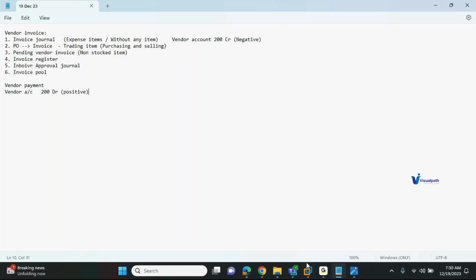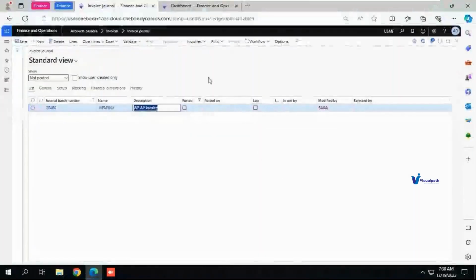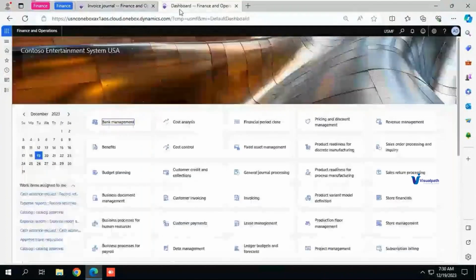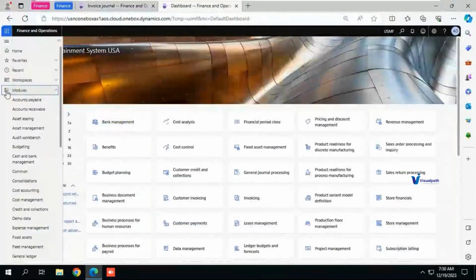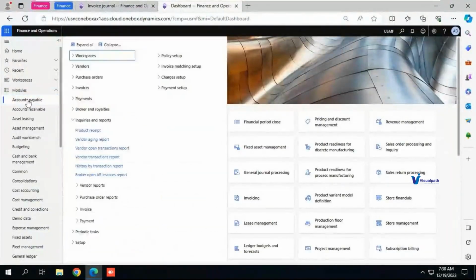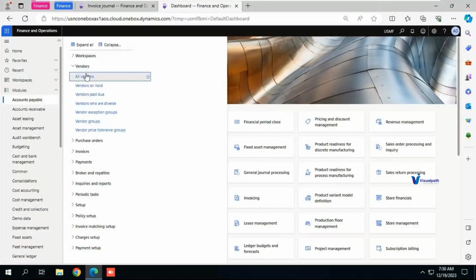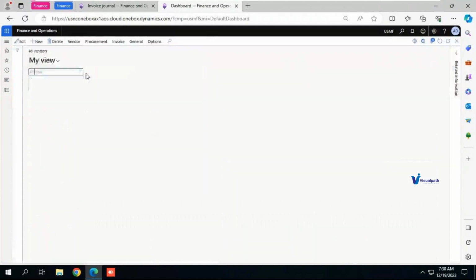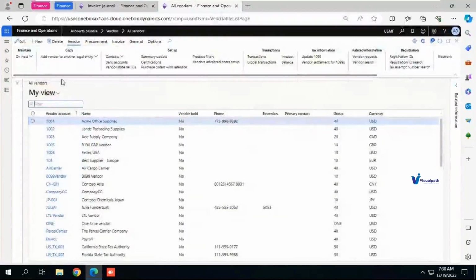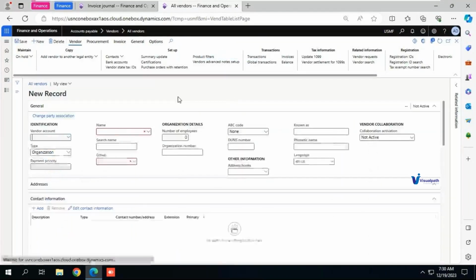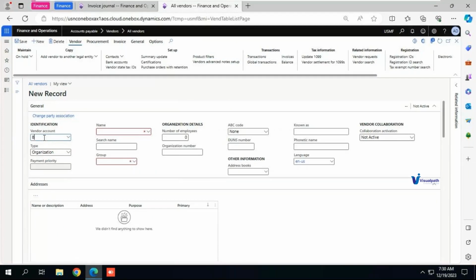Fine. Now I am creating one vendor account. Accounts payable module, collapse all, vendors, all vendors. I am creating one vendor account, B102.